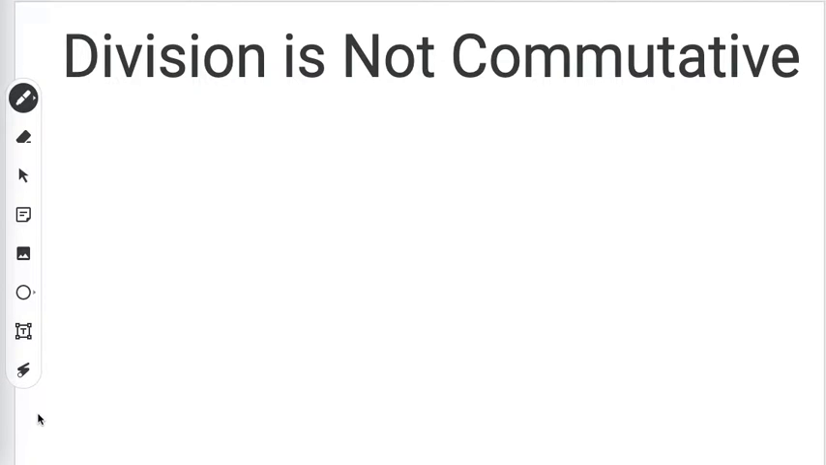I wanted to talk about the commutative property and the fact that division is not commutative. So the commutative property is when we can add two objects and regardless of order get the same thing. When we're talking about commutative, I want you to think of the word order. Does the order in which we add things matter?